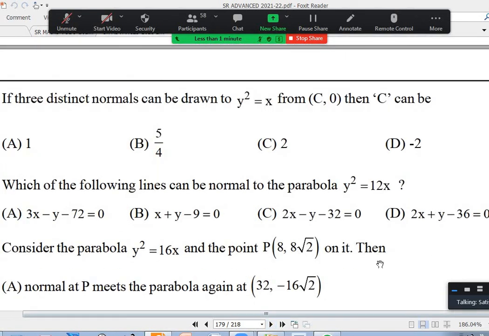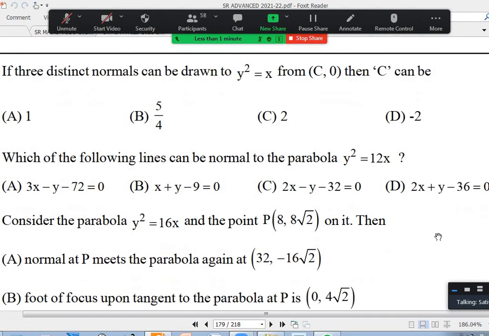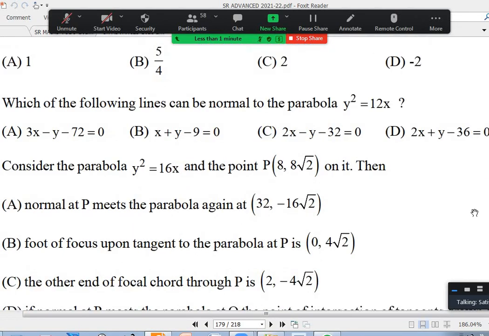For a line to be normal, we don't have a condition. We can derive it if we want to, but simply convert it to y = mx + c and make sure c is equal to minus am^3 minus 2am.